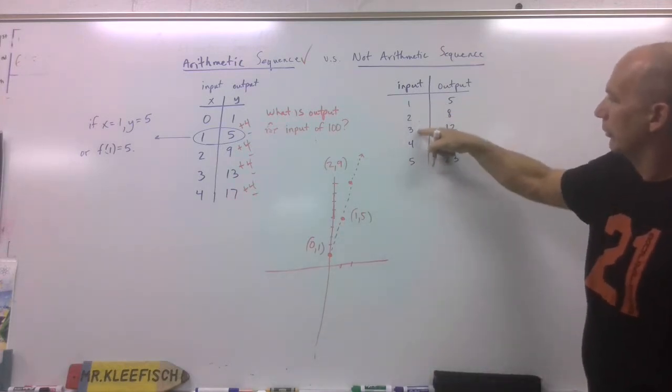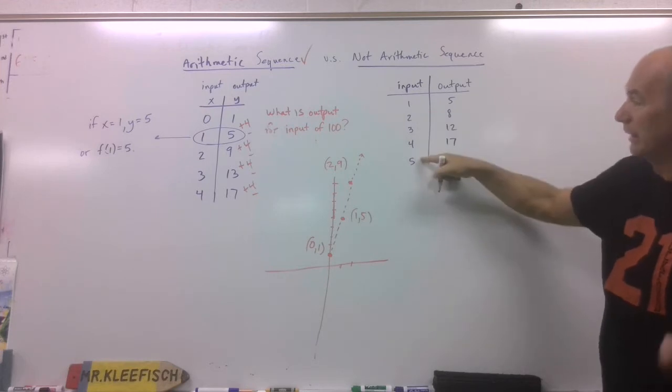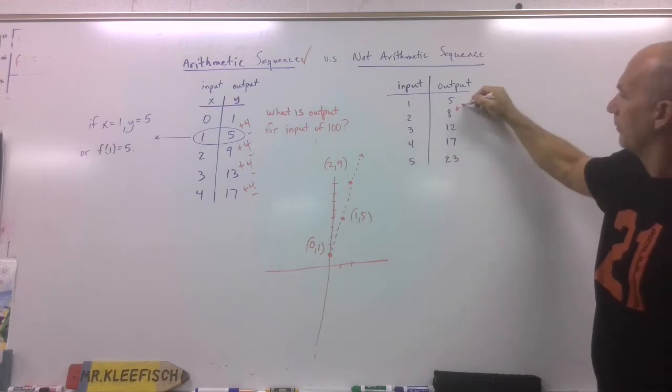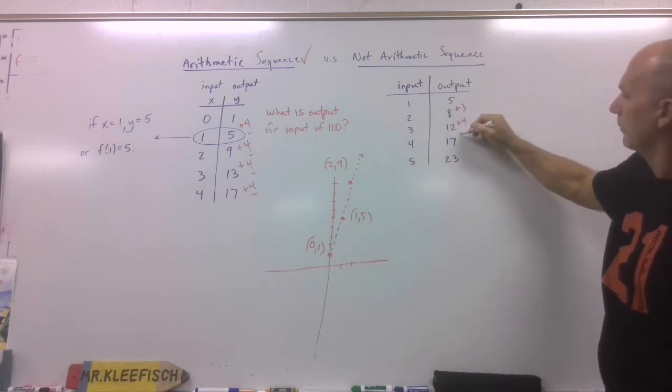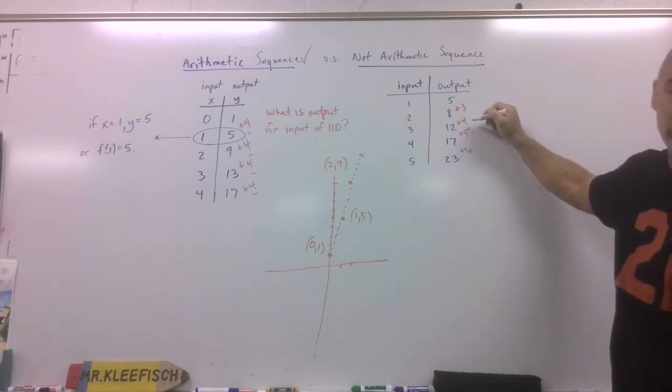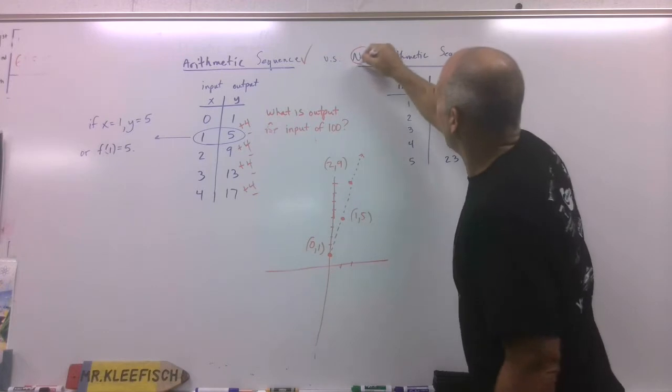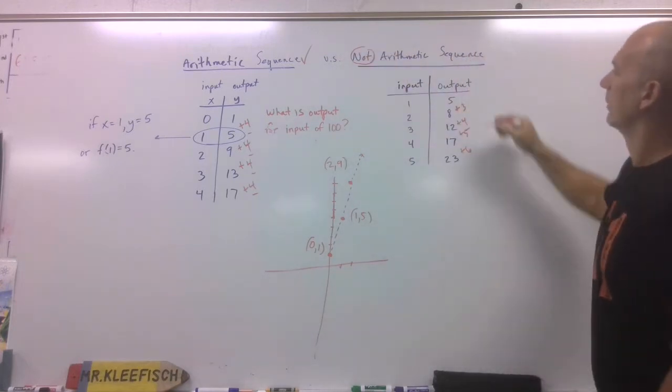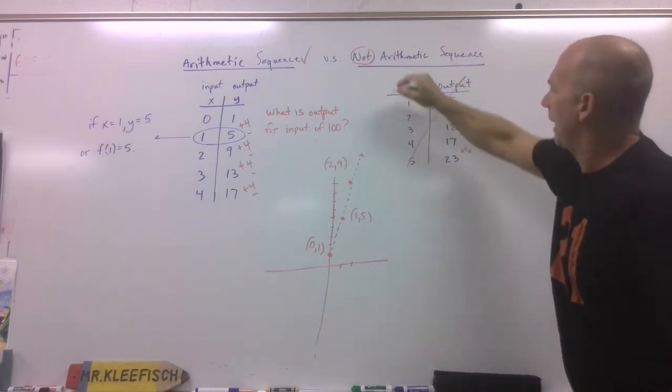Let's go to this one. This is 1, 2, 3, 4. So we're like 1, 2, 3, 4, 5. We're like, yeah, that's a pattern. But this is up 3. This is up 4. This is up 5. This is up 6. Definite pattern, but this is not an arithmetic sequence. So we can throw that out.